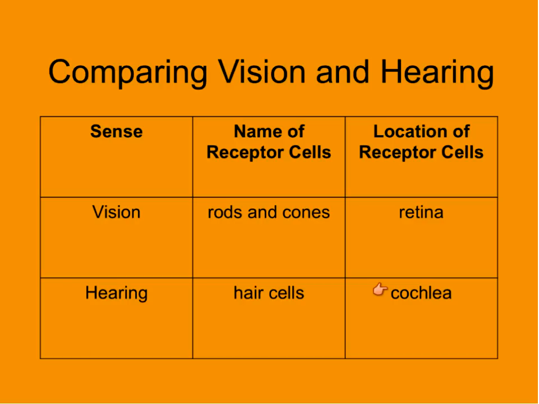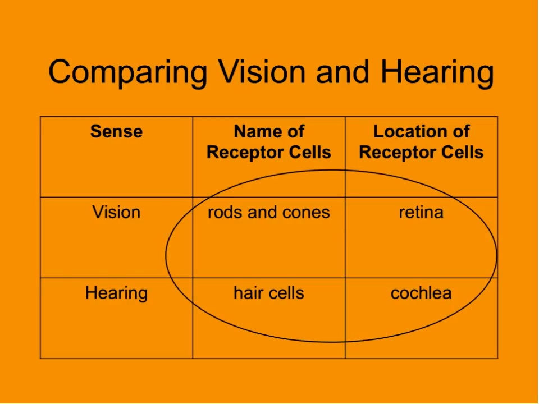We know that memory works better when you cluster things together. So let's cluster rods, cones, and retina. Let's cluster hair cells and cochlea. If we pull these all together here in this little table, we could talk about how they relate to each other, right? How are rods and cones like hair cells? Why is the retina similar in some ways to your cochlea? You've got it all pulled together when you do something like this table.